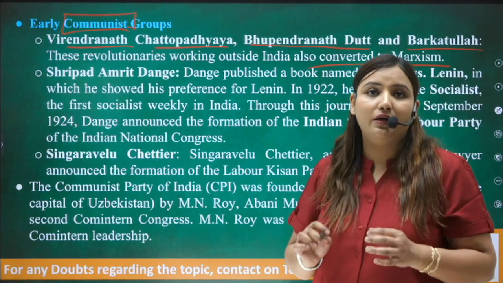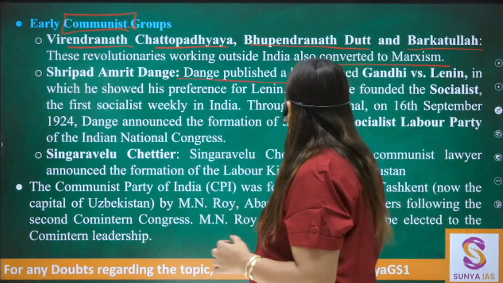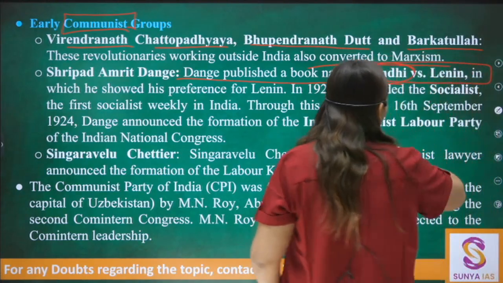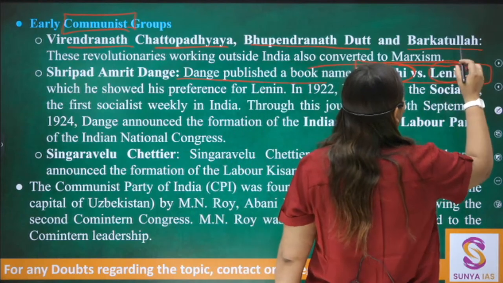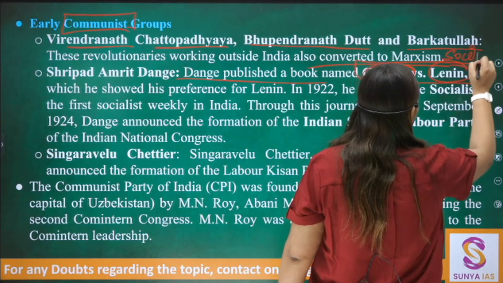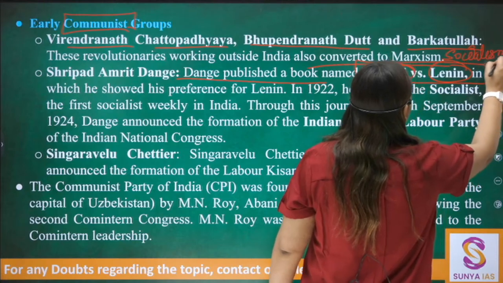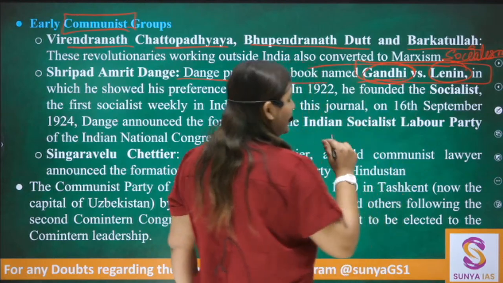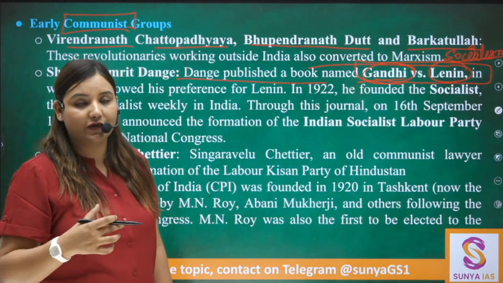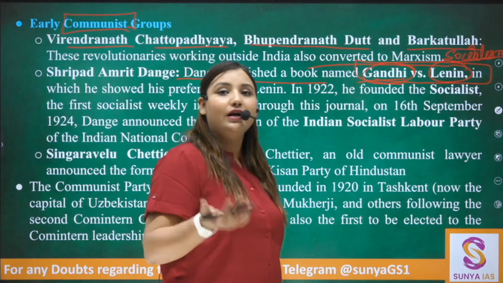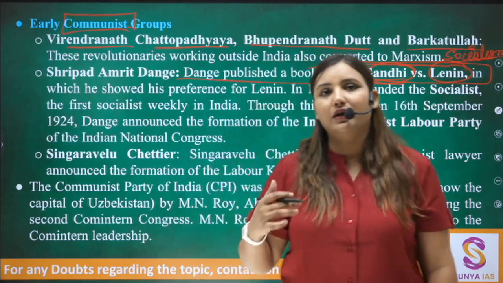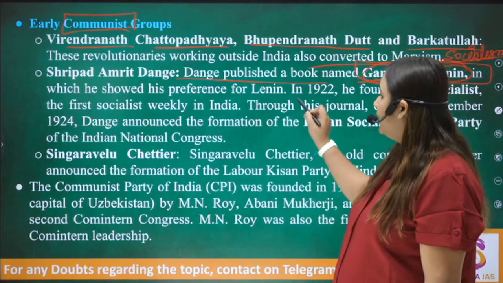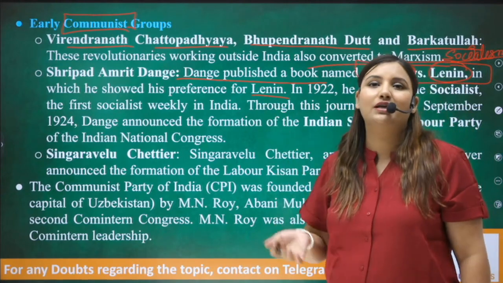Shripad Amrit Dange published a book named Gandhi versus Lenin. Gandhi, who was there in India, and Lenin of Russia, who used to talk about socialism. Okay, Gandhiji always used to discuss Atmanirbhar Bharat, a self-sufficient economy, a self-sufficient rural economy, rural India, right? So in this book, Dange showed his preference for Lenin because Lenin was socialistic in nature.